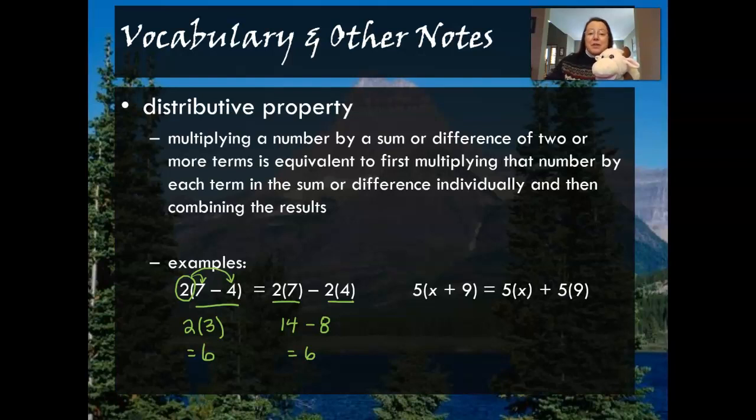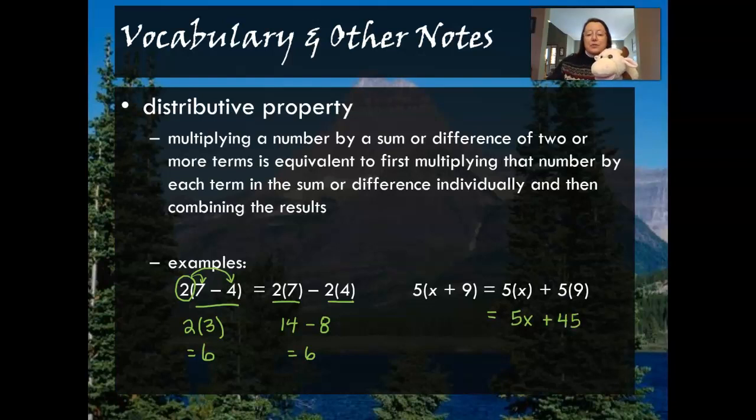This also applies to algebraic expressions. We could either combine x plus 9 and multiply it by 5, or multiply 5 by x and multiply 5 by 9, and the results will be equivalent. This will give us 5x plus 45.